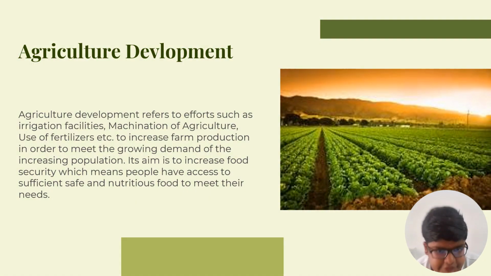What is agricultural development? Agricultural development refers to irrigation facilities, mechanization of agriculture, use of fertilizers, etc. to increase farm production in order to meet the growing demand of the increasing population. Its aim is to increase food security, which means people must have access to sufficient safe and nutritious food to meet their needs.